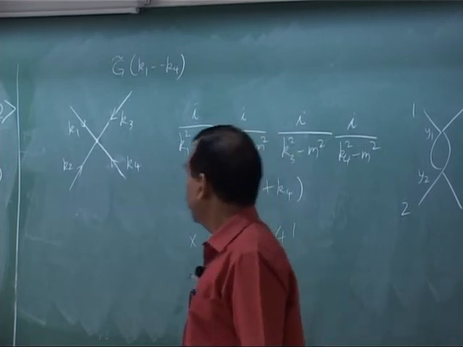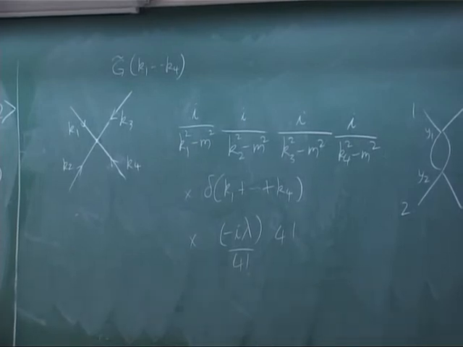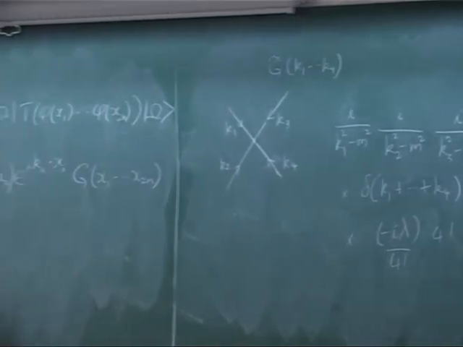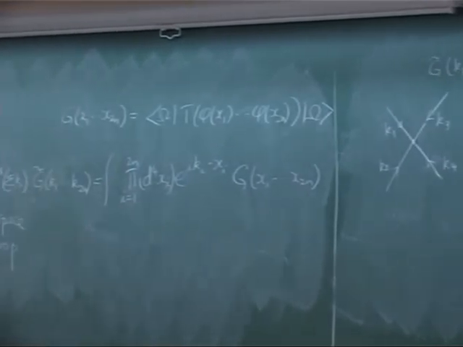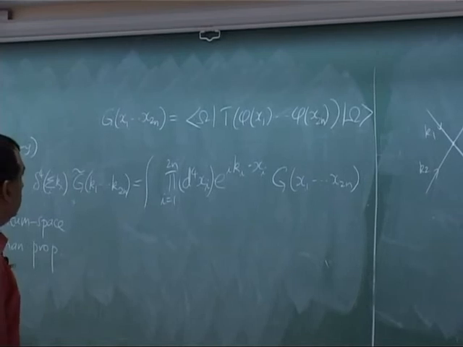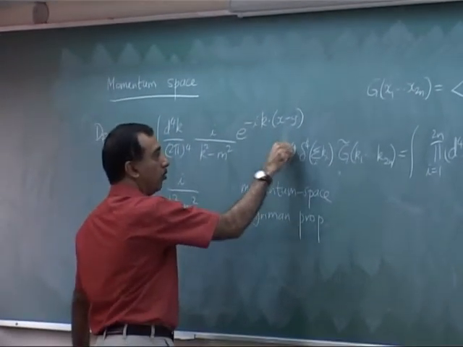There's a 2 pi to the 4. I'm never sure about 2 pi to the 4. Let's see. In the momentum it's there, isn't it? So here there is a 2 pi to the 4. Yes, thank you. That's correct.